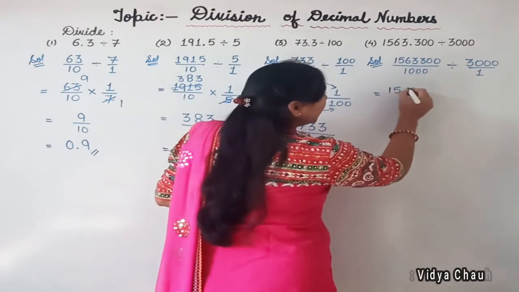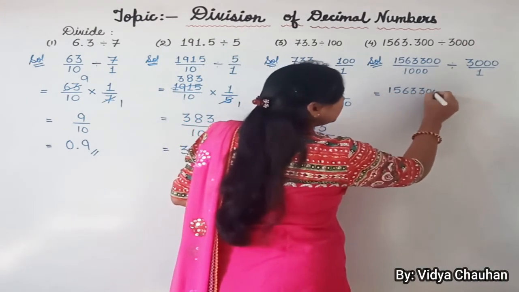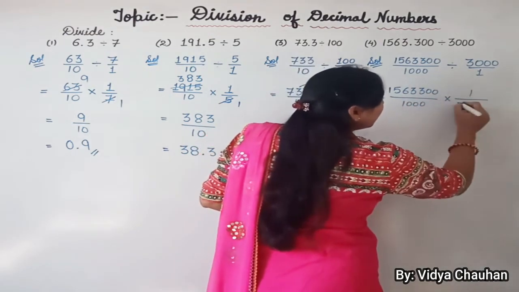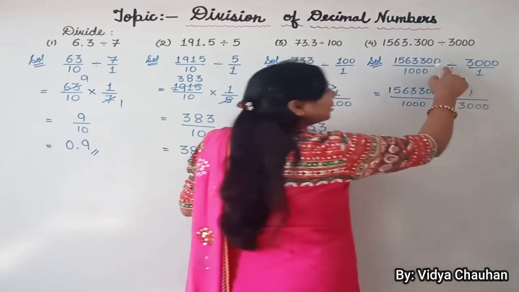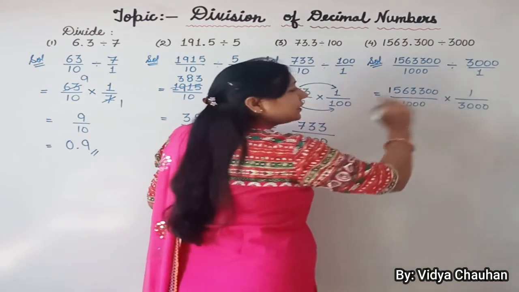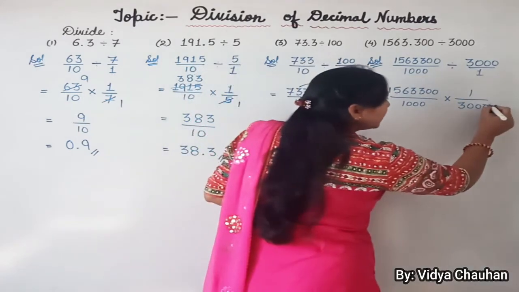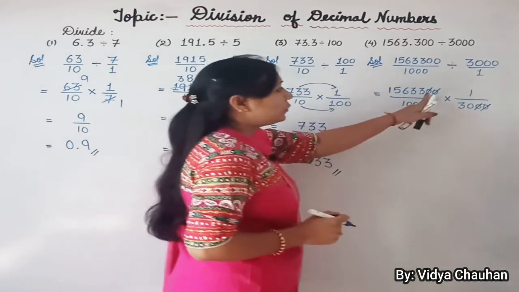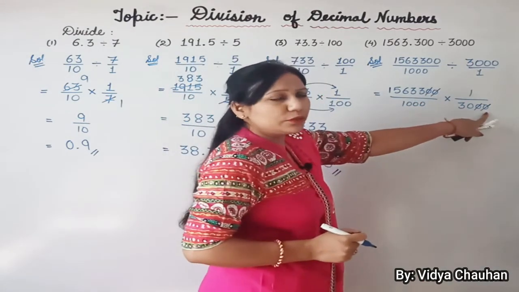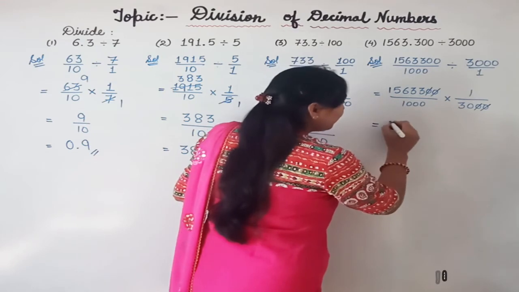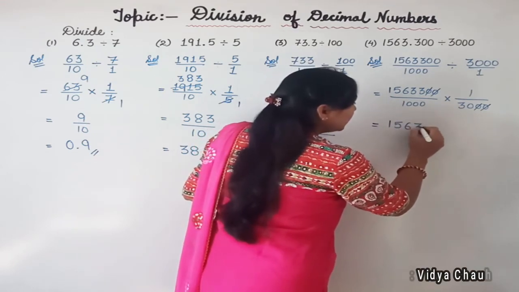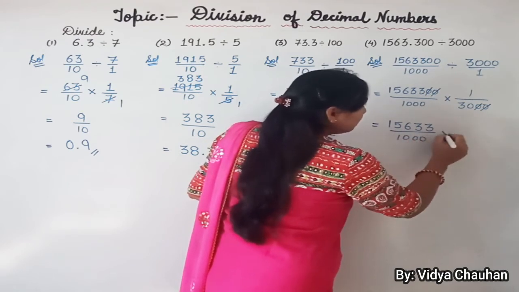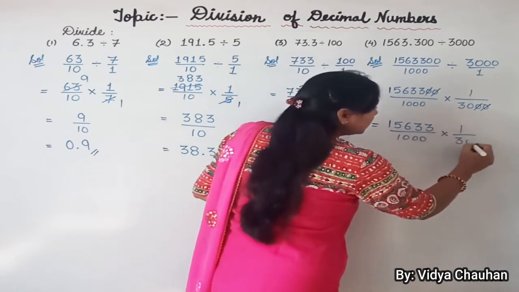Clear? In the next step, apply the methodology of division of fraction numbers. So it will be 1563300 upon 1000 multiplied by 1 upon 3000. So divide becomes multiply and number get reciprocated. Now here you can see that we can simplify 2 of the zeros here. So the 2 zeros simplified here with the 2 zeros. What you are left with now? 1563 upon 1000 multiplied by 1 upon 30.